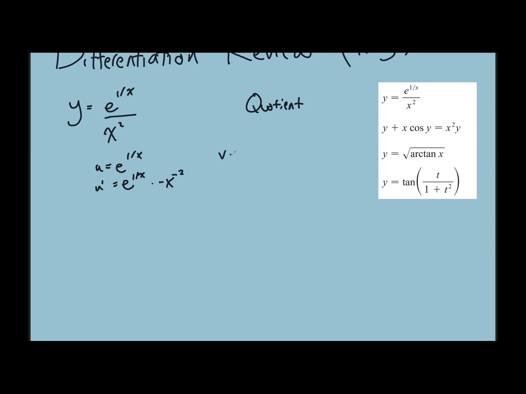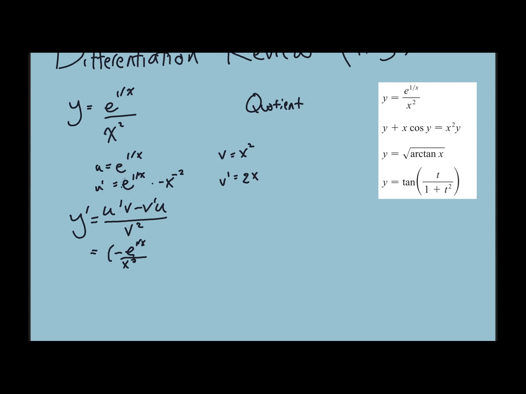And what's our v? Our v is x squared. That's easy. So v prime is going to be 2x. That's extra easy. And the quotient rule is u prime v minus v prime u over v squared. So to get y prime, let's just plug it in. It's negative e to the 1 over x squared.